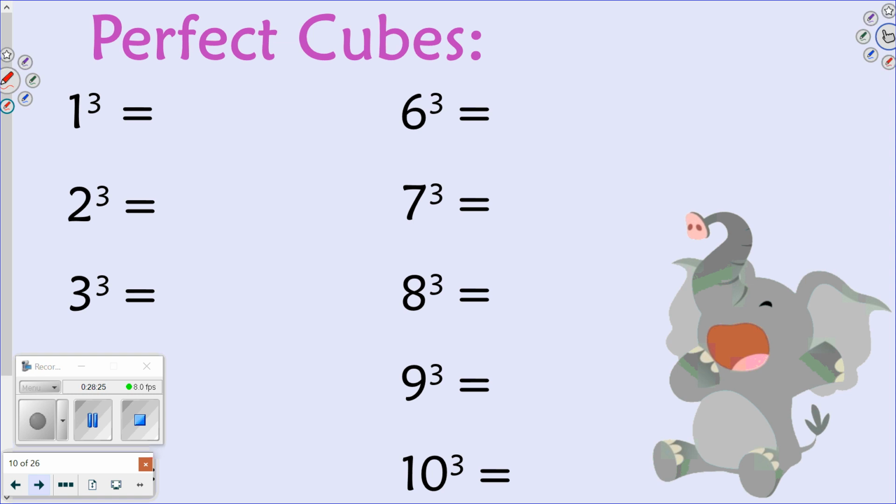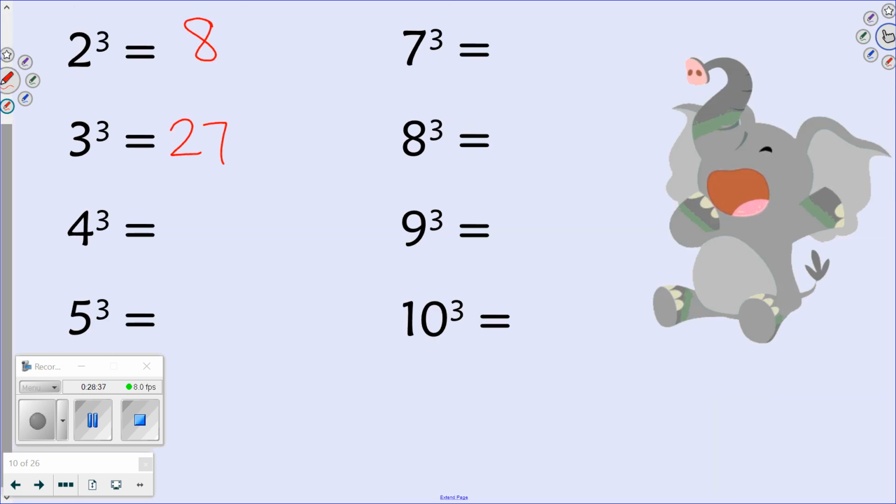We're in trouble from the start. 1 times 1 times 1 is 1, not 3. 2 cubed, that's 8. 3 cubed? Remember, 4 cubed is 4 times 4 times 4, which is 64. 5 cubed is 125.